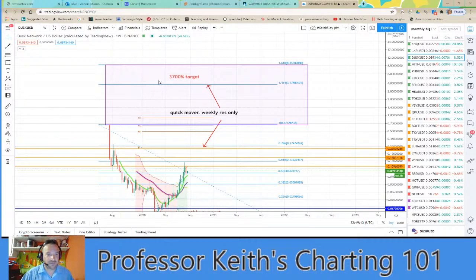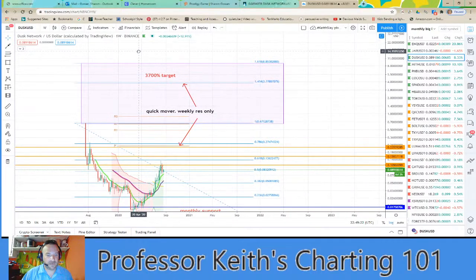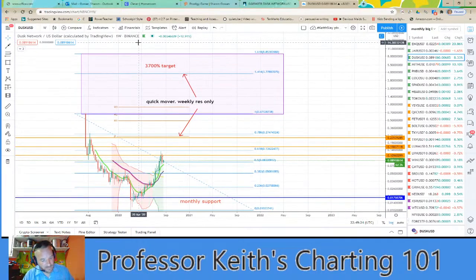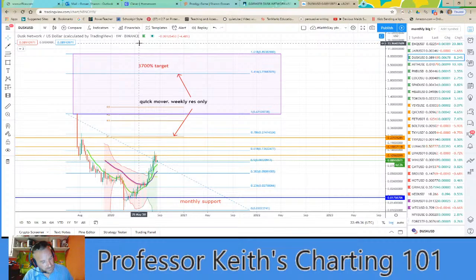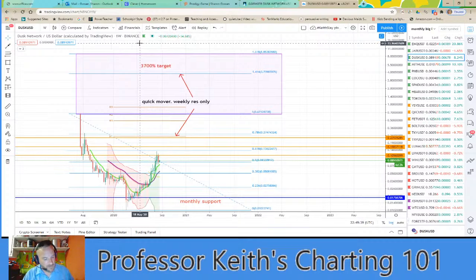Okay, so let's write down this Dusk information real quick because I've been writing all these down on my paper here, and I want to make sure I got it correct. So the floor on Dusk is 0.0175. And then we got, it's a TradingView chart. It's a 1. And it looks like 3,700% target.